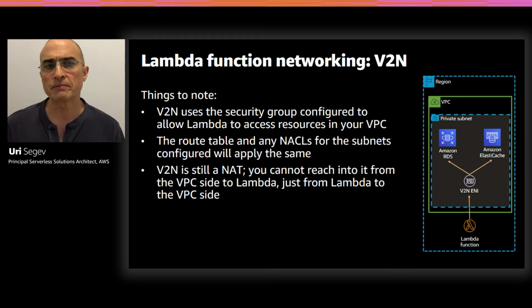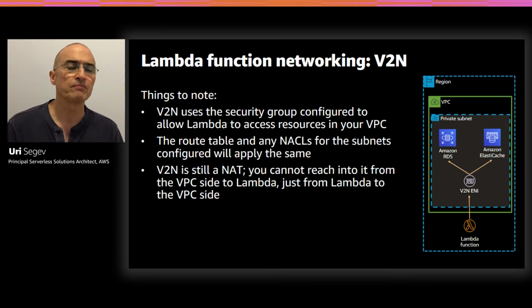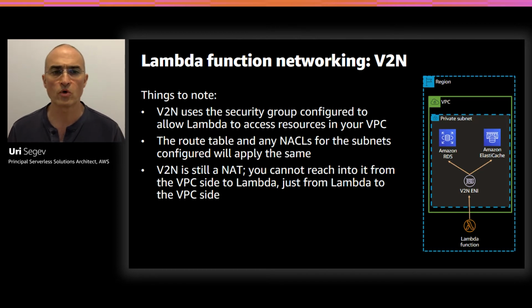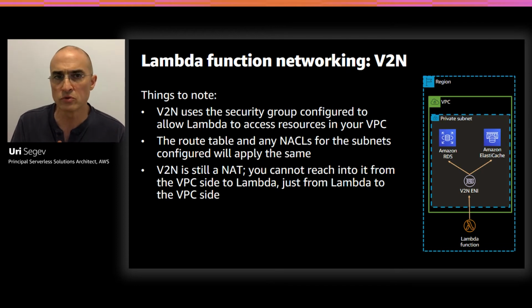A few things to note about V2N. First of all, all the security groups that you attach to the ENI, network ACLs, route tables, everything still applies. So all the traffic that originates from the Lambda function is going to be routed according to all the rules that are relevant for instances running inside the same VPC and the same subnet.